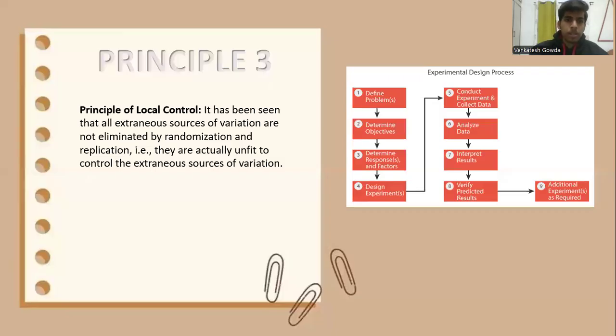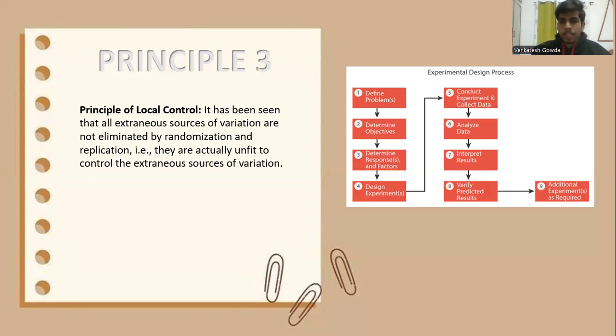So at last, what is principle 3? The principle of local control is the principle 3 of the experimental design. So what is it? It has been seen that all extraneous sources of variation are not eliminated by randomization and replication. In other words, they are actually unfit to control the extraneous sources of variation.